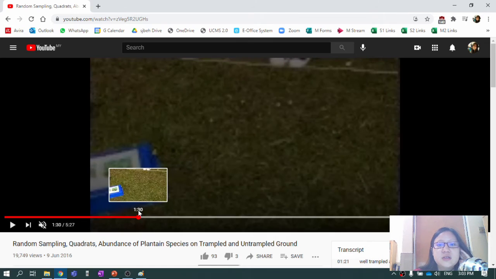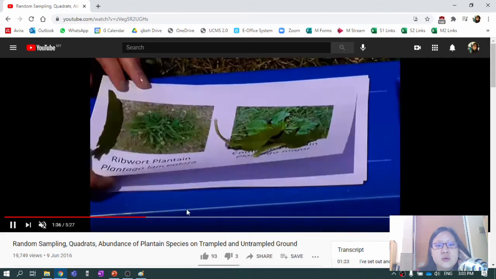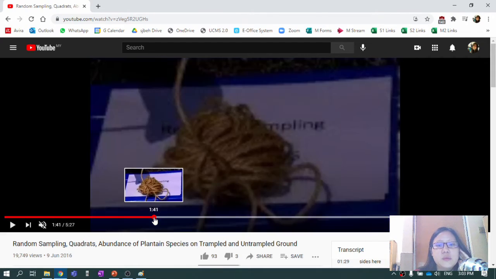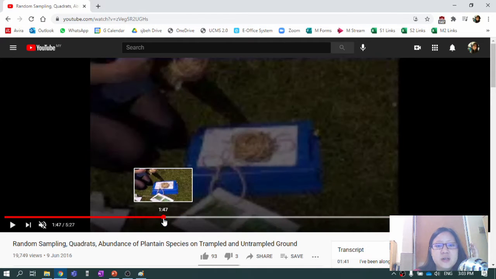Okay, and the first thing they did was to mark out the area that they want, and then they're using tape, and this is what they are showing you. This tape here, you can see there are little markings here because they actually took a piece of string. Sorry, this is not tape, this is string, and they marked out every 1 meter so that they know exactly where to put the quadrat later.